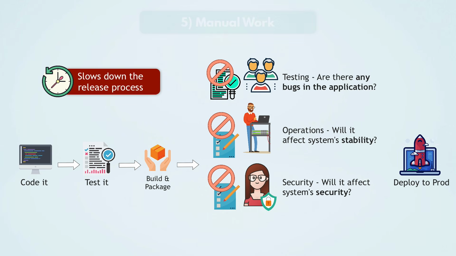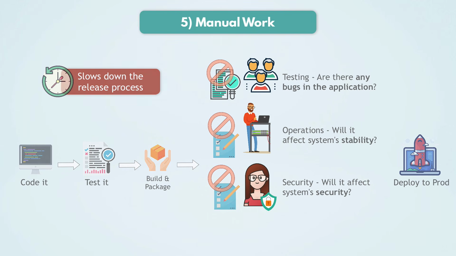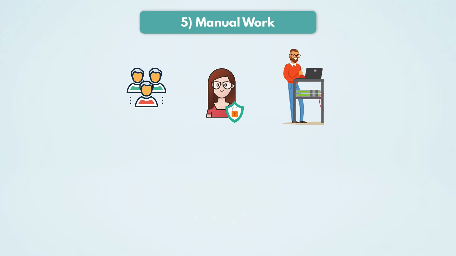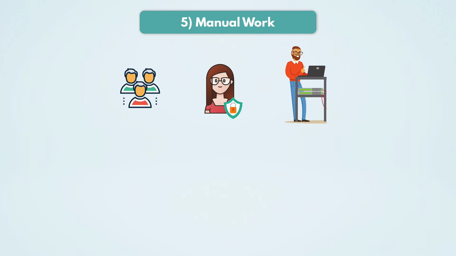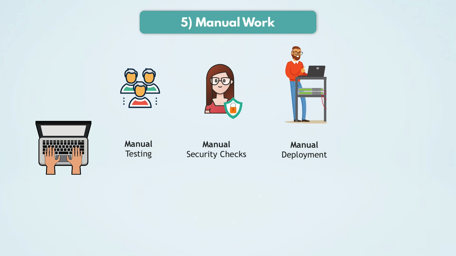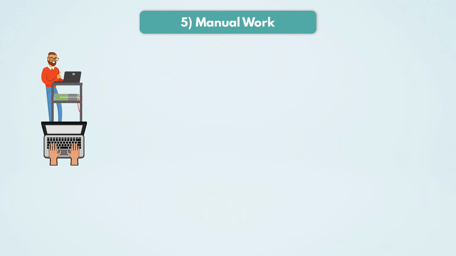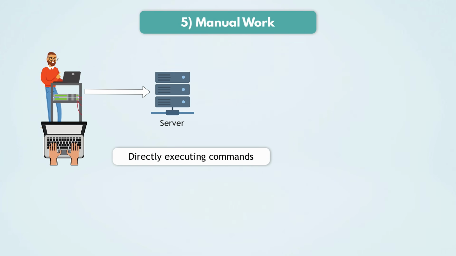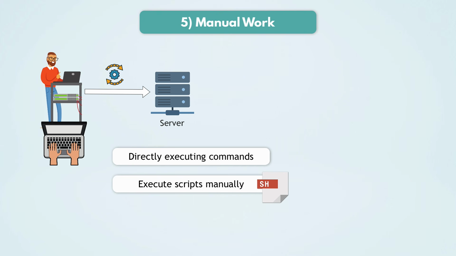As I mentioned, many of the tasks during the release process, like testing, security checks, deployment, etc., used to be done manually. For example, operations would do most of the operations tasks manually, either by directly executing commands on the servers to install tools, configure stuff, do patches, or have scripts or small programs they execute. But in both cases, this is manual work, so application release tasks are not automated.